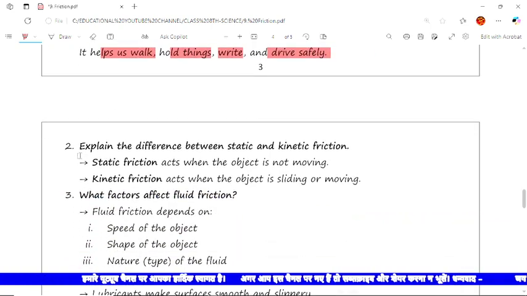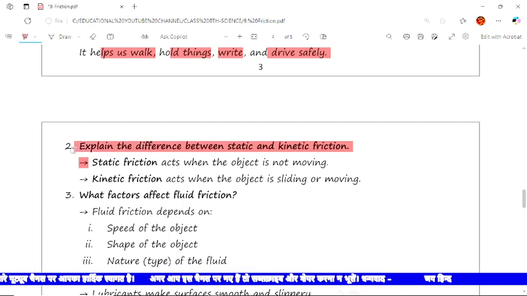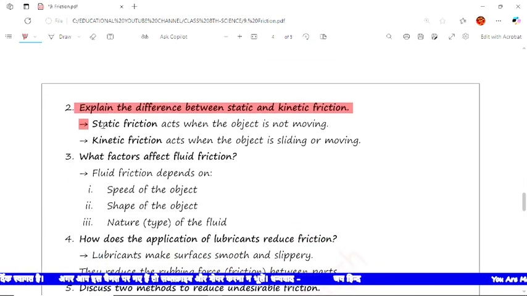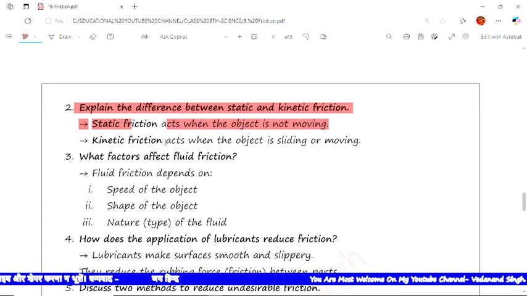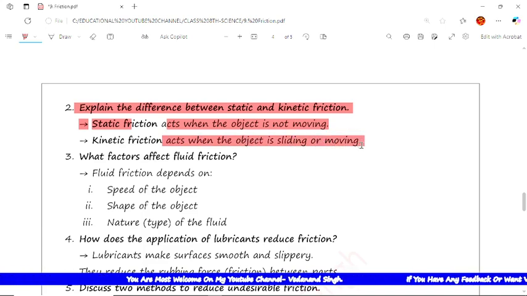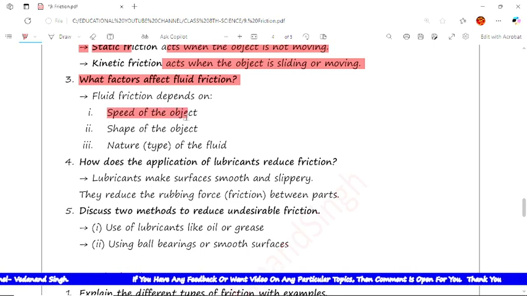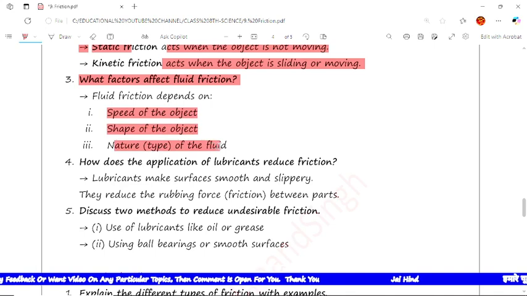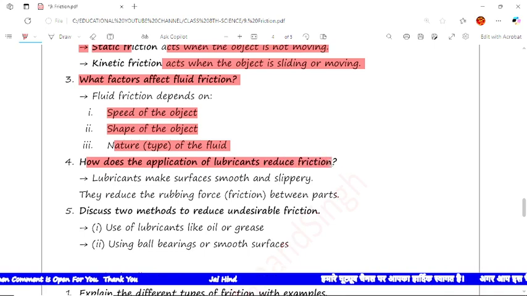Now the next question is, explain the difference between static and kinetic friction. Static friction acts when an object is not moving, and kinetic friction acts when an object is sliding or moving. Next question is, what factors affect fluid friction? The factors depend upon the speed of the object, shape of the object and nature, that is type of the fluid.